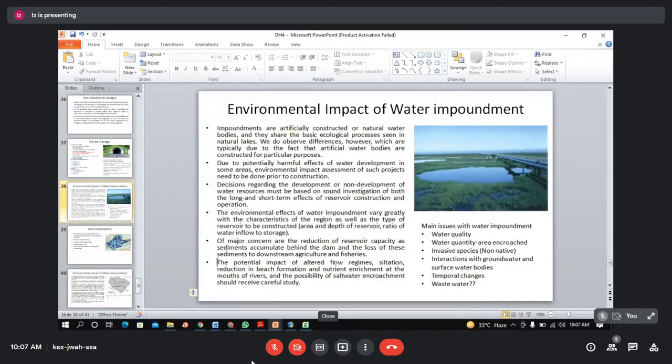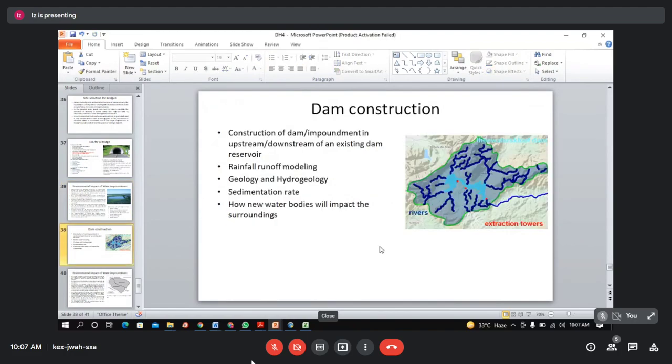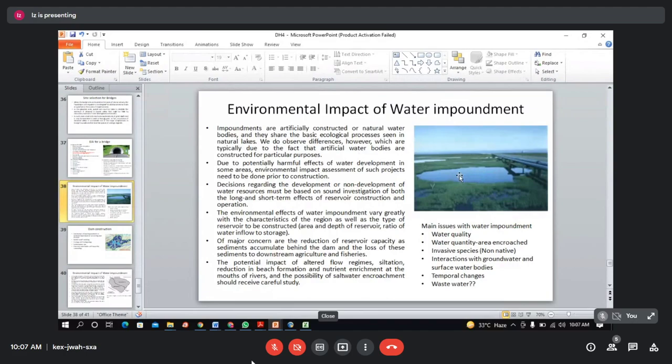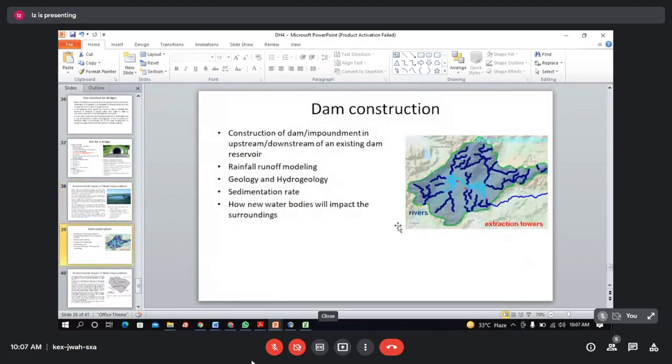So this we have discussed already, that you need to develop a rainfall runoff model, because at the regional scale, you need to know what is the position of this water impoundment, whether this is at the upstream side, and the upstream higher altitudes, right, or it is at the downstream or midway somewhere, right?